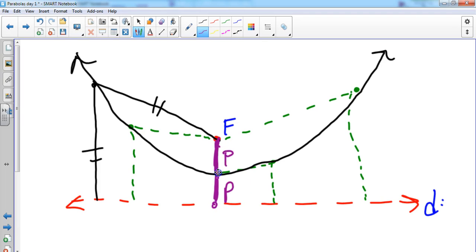What's the name of that point right there? Yes, that's the vertex. Everybody good so far? Okay, so we've covered some concepts.